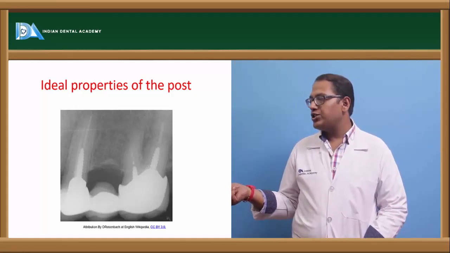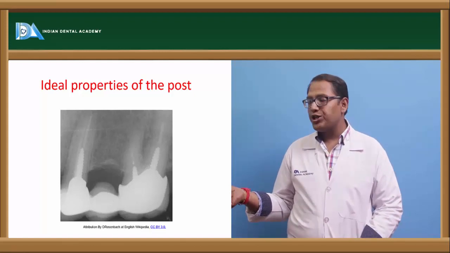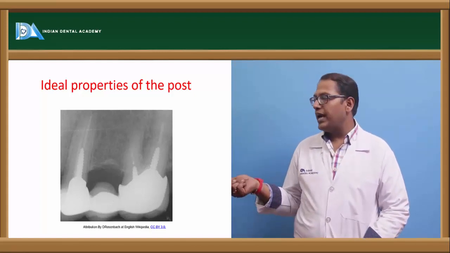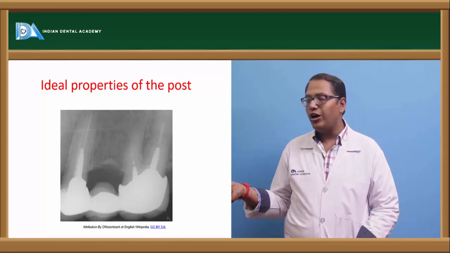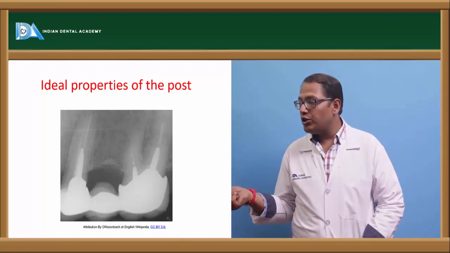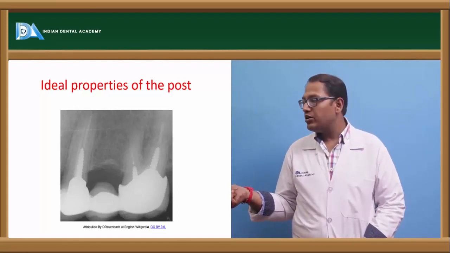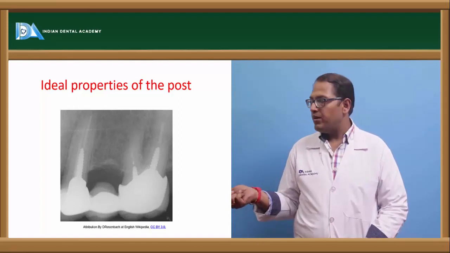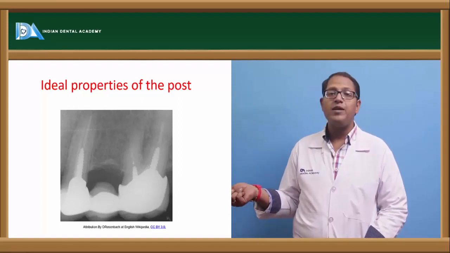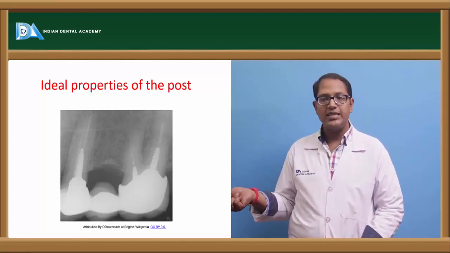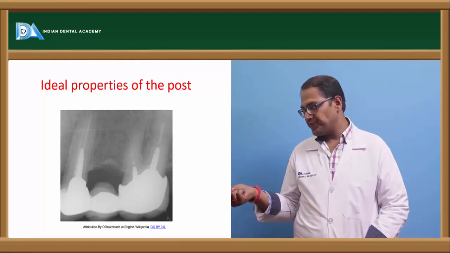Now the ideal property should be: it should be biocompatible, it should not cause any resorption of the root, it should be holding enough, it should not break off, and its modulus of elasticity should be equal to that of the dentine. But metal does not have that. Only fiber posts have a modulus of elasticity equal to that of the dentine.